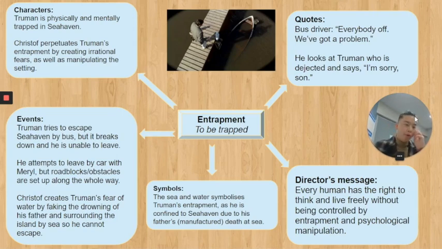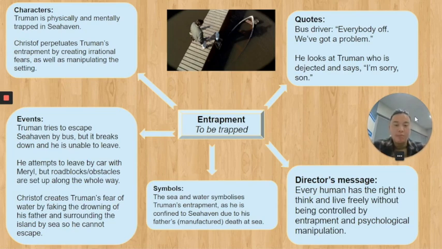One of the key quotes that I found in the film that's related to entrapment is when the bus driver says, "Everybody off, we've got a problem." Then he looks at Truman, who is dejected, and says, "I'm sorry, son." I thought that was an interesting moment of vulnerability because you've got to remember the bus driver isn't actually a bus driver. He's an actor. He's a human. And I think in that moment, he sort of felt bad that he was trapping or part of the problem and part of the reason why Truman was trapped in this world.